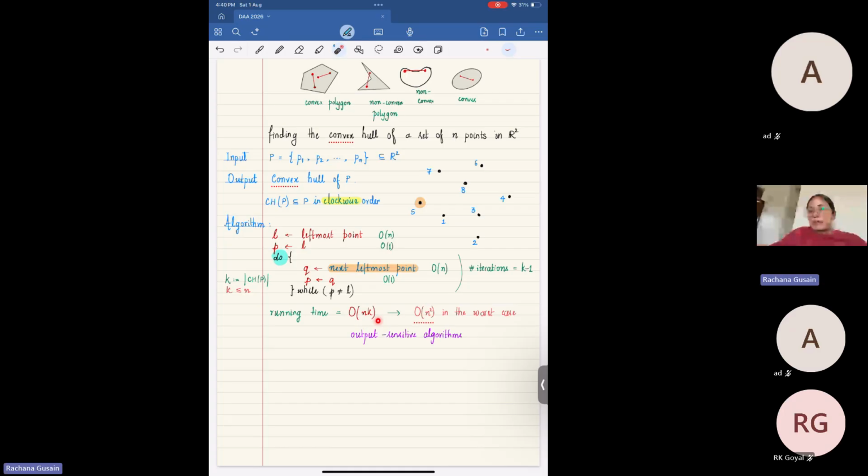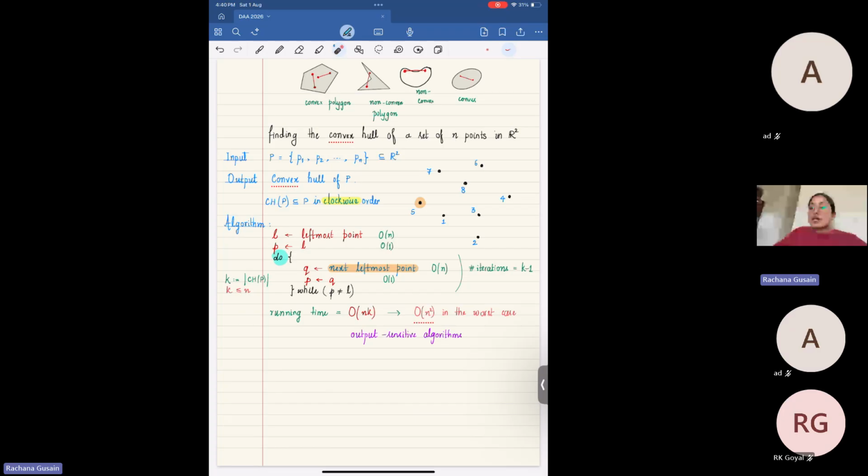So if indeed my algorithm depends on both the input and the output size, then it is preferable to give a tighter bound. Why is it so? Because the output size can be much smaller than n. For instance, if I have a huge set of points and the entire set can be enclosed by the smallest polygon, which is actually a triangle, then k is only 3. And in that case, this algorithm is going to work much faster than an algorithm which does not depend on k.